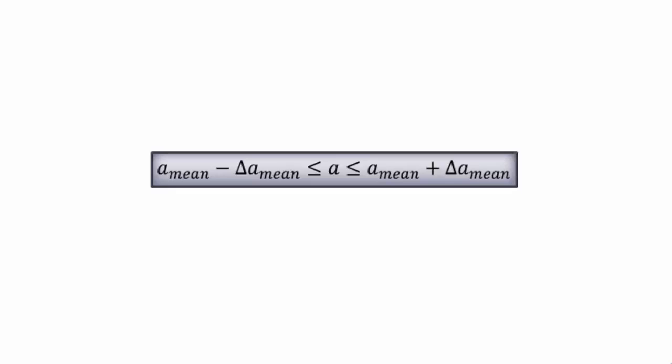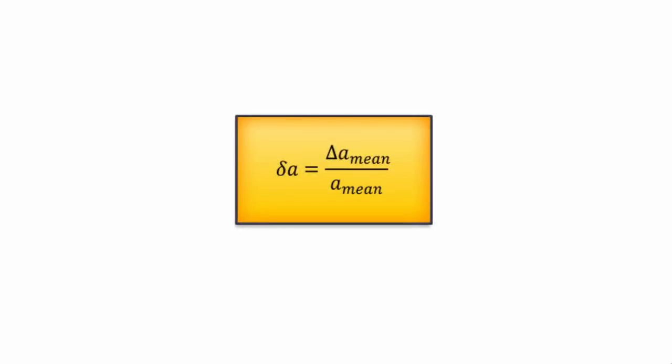Instead of absolute error, we often use relative error. Relative error is the ratio of mean absolute error to mean value of the measurements. Relative error is denoted by delta A over A mean. When relative error is taken in terms of percentage, it is called percentage error.